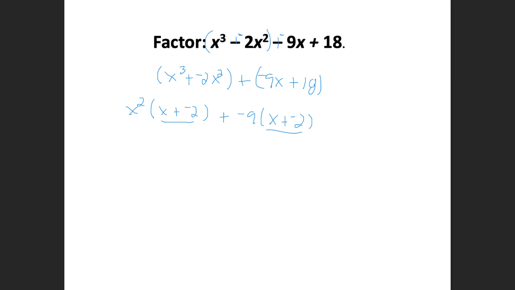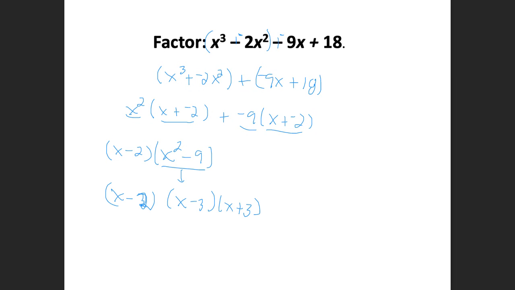So I'm going to factor it out. So if I factor out an x minus 2 or x plus negative 2, what's left over? X squared minus 9. Well, guess what? X squared minus 9 is a difference of two squares, so I can factor that down. Whoops. I can factor that down to x minus 3, x plus 3. So this is the whole thing factored out. That is called factoring by grouping.